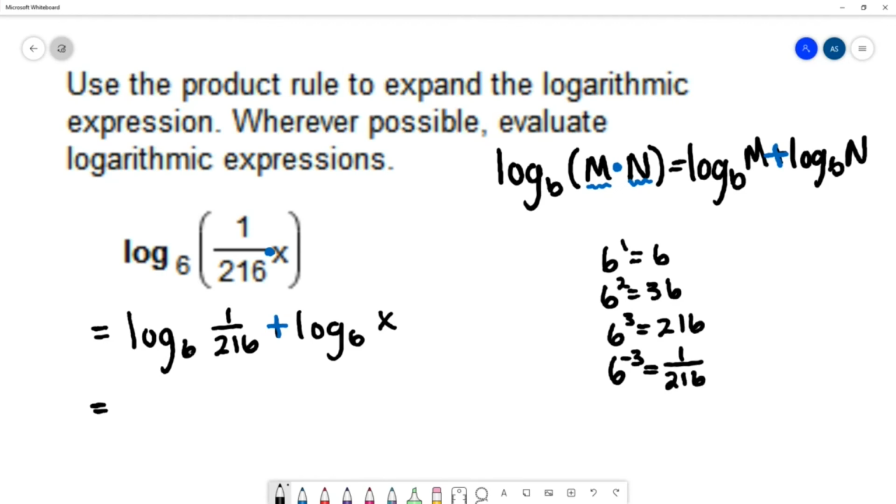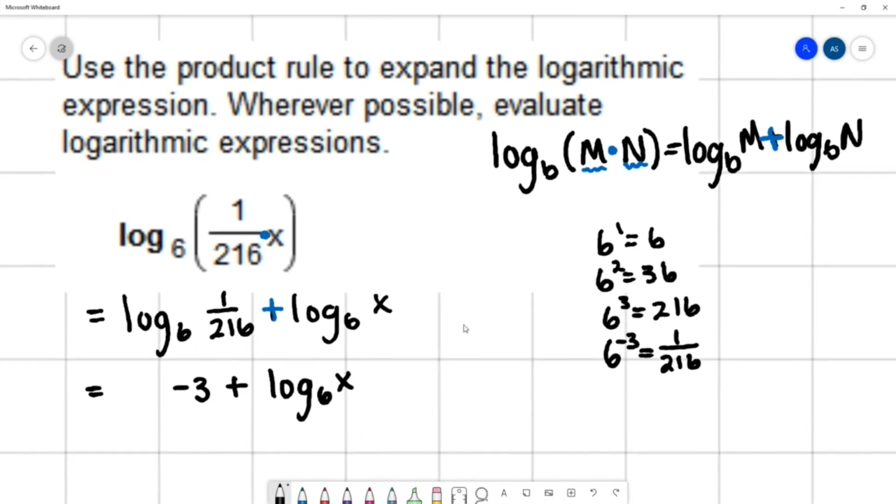So I'll simplify that log expression to be negative 3. Log base 6 of 1 over 216 is negative 3. So my final expansion of the expression log base 6 of 1 over 216x is negative 3 plus log base 6 of x.